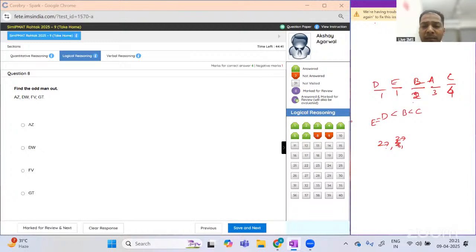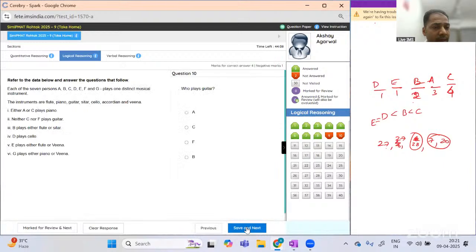F, V, DW. 23, W, X, Y, Z: 26, 25, 24, 23. Yeah. And D is 4. Okay. F, V, F is 6. And T, U, V, W, this is 22. So that's the total is 28. GT, G is 7 and 20th. Okay, yeah, this is also so G D F V is the odd man out option. Reverse coding was the logic.